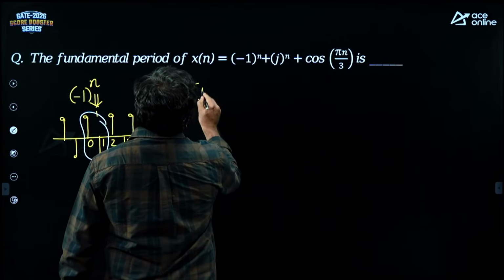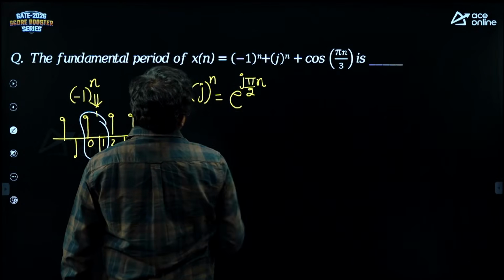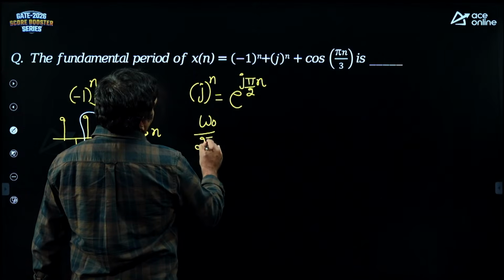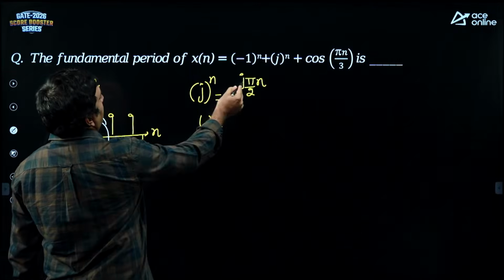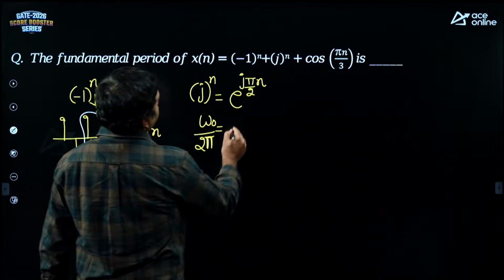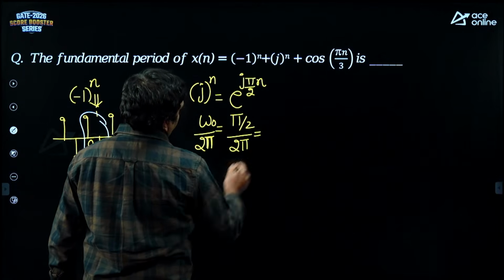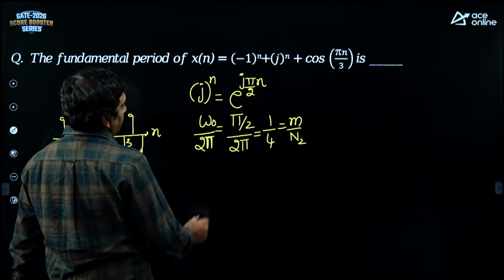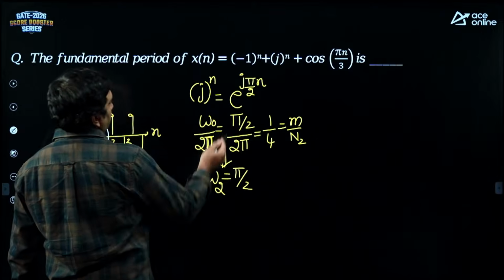We have j power n, j for imaginary, that can be adjusted as e power j pi by 2 n. For checking periodicity of discrete sinusoids, standard condition we have to hold is omega naught by 2 pi ratio must be a rational number. J can be adjusted as e power j pi by 2, cos 90 plus j sin 90, that is pi by 2. So it is a rational number. Anyway, let us treat this as second frequency pi by 2.